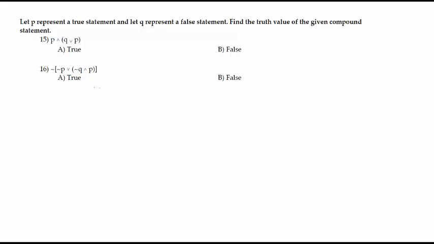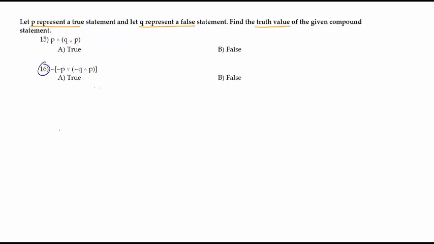Questions number 15 and 16 ask us to find the truth value of a given compound statement. The difference between a truth value and a truth table: with a truth table you have to do the entire table. With a truth value, I only care about the value in a given circumstance. So like here we're told that P is a true statement and Q is a false statement. So I don't care about the whole table, I just care about that one instance. What I like to do is replace the statements down here with their truth values. So I'm going to work number 16.